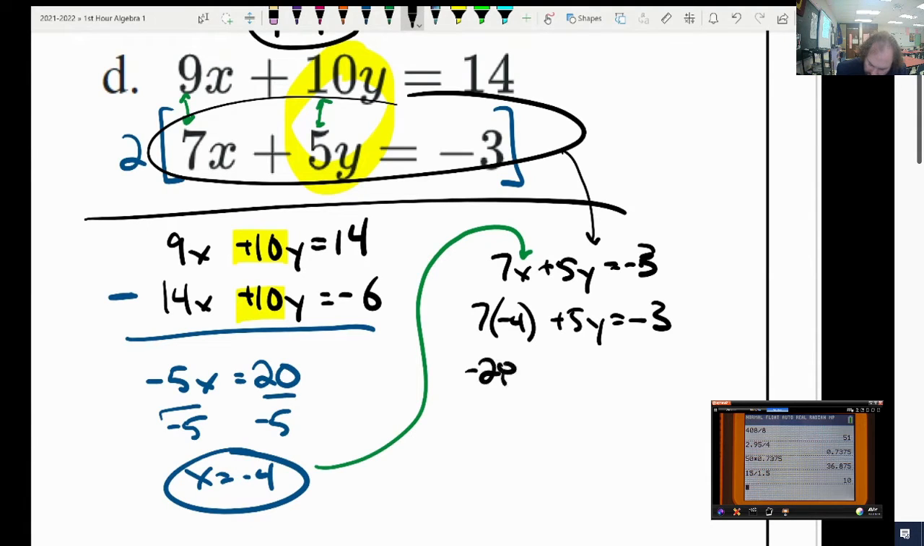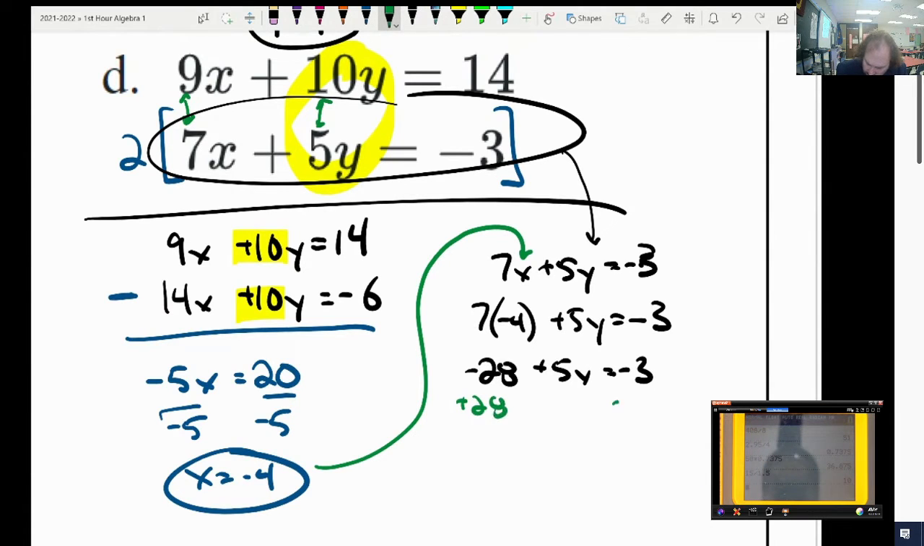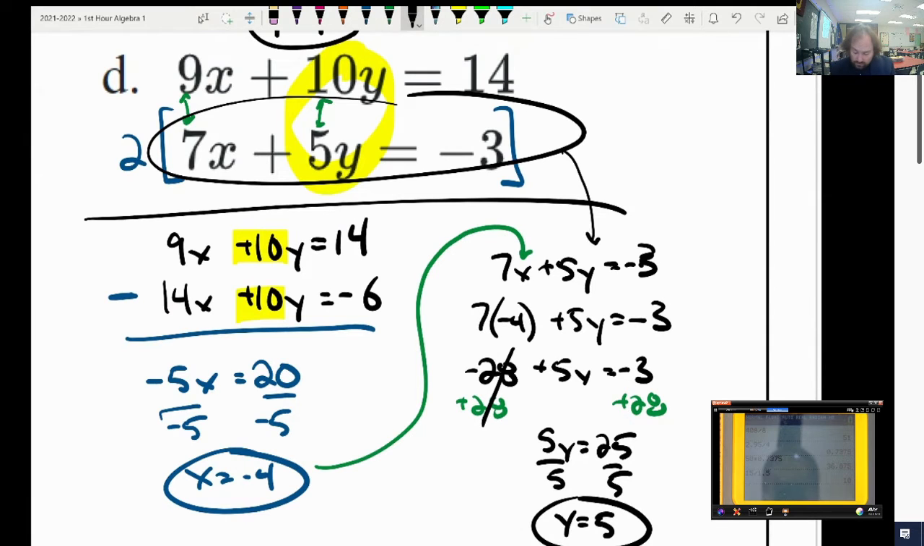Negative 28 plus 5y equals negative 3. And now what we'll do is add 28 to both sides, which will actually give us a multiple of 5, because negative 3 plus 28 is going to give us 25. And when you divide by 5 on both sides, you get y equals 5, and you're good to go. There you go. Not so bad.